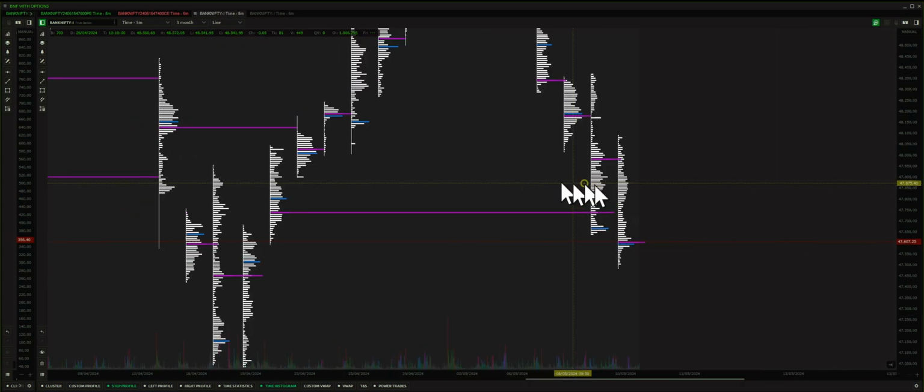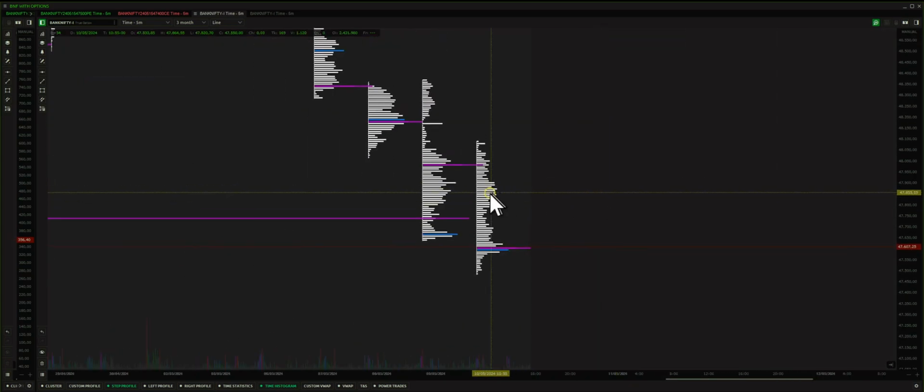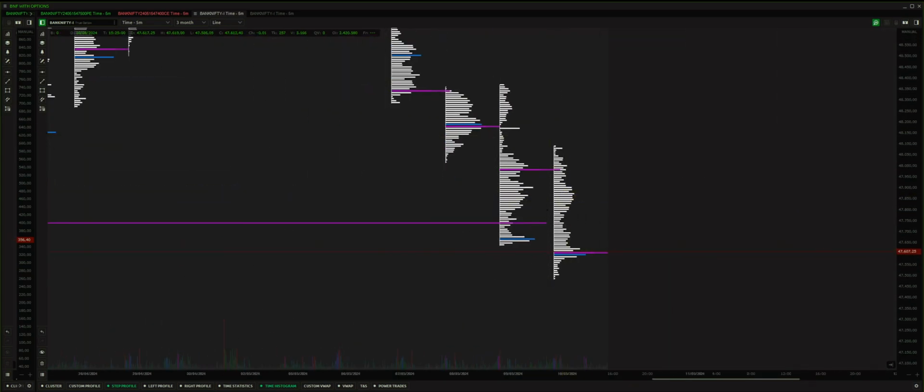Let me get this here and then expand. So the present scenario is, if you look at the profiles, this is a small profile, this is a big distribution, and there is another distribution over here. Now when the latest day, that is Friday, was playing out, wherever the market opened, I don't know, but let's assume that the market opened here.